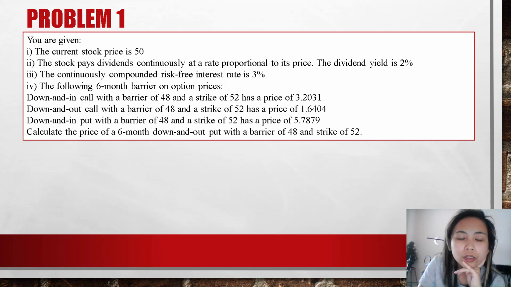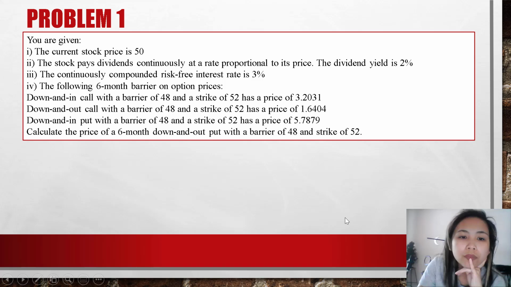So to summarize, we see the stock price S of 0 is given at 50. The dividend yield rate delta is 2%. The continuously compounded risk-free interest rate r is 3%. And we have 4 option prices. All of them have the same duration of 6 months, the same barrier of 48, and the same strike 52.